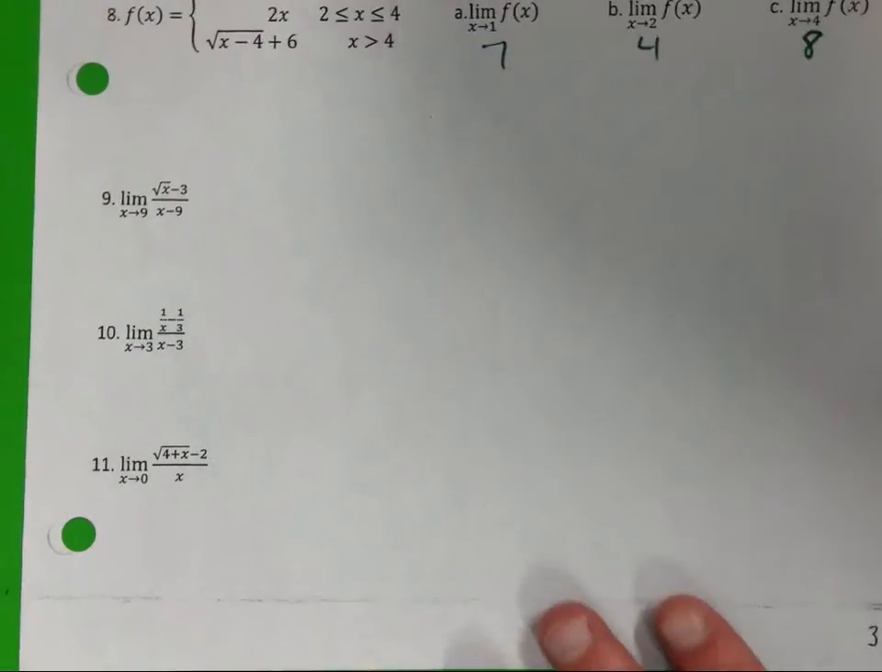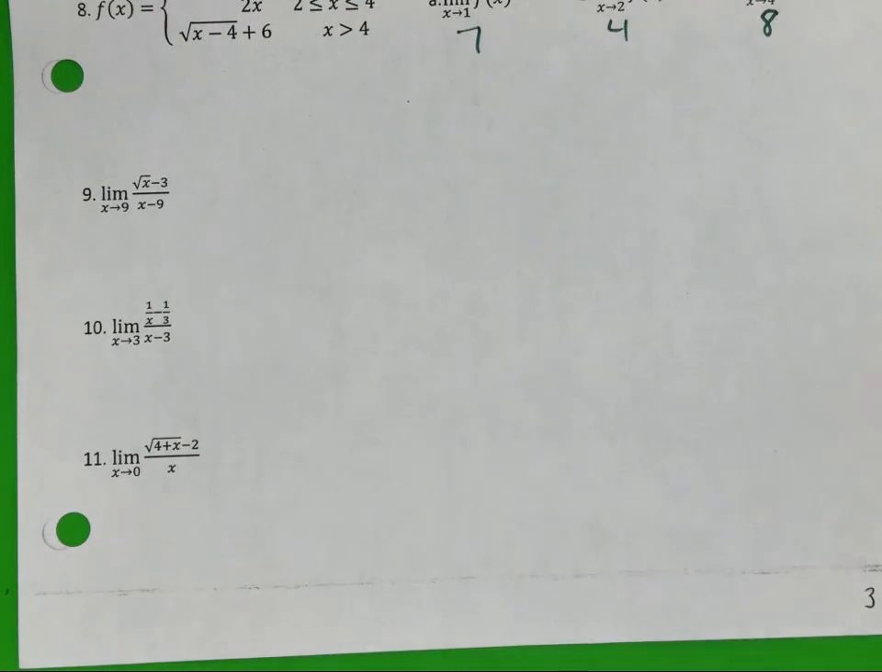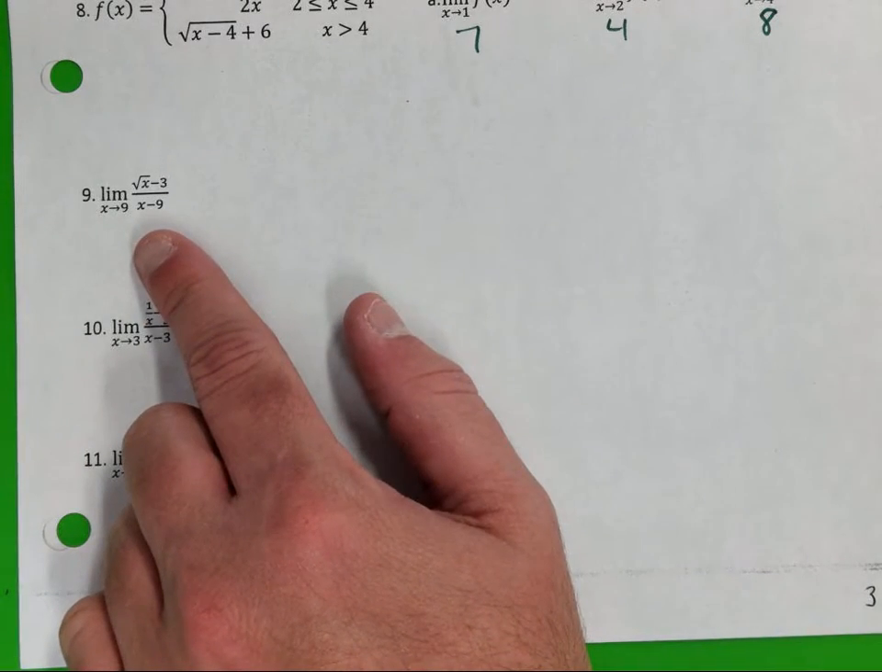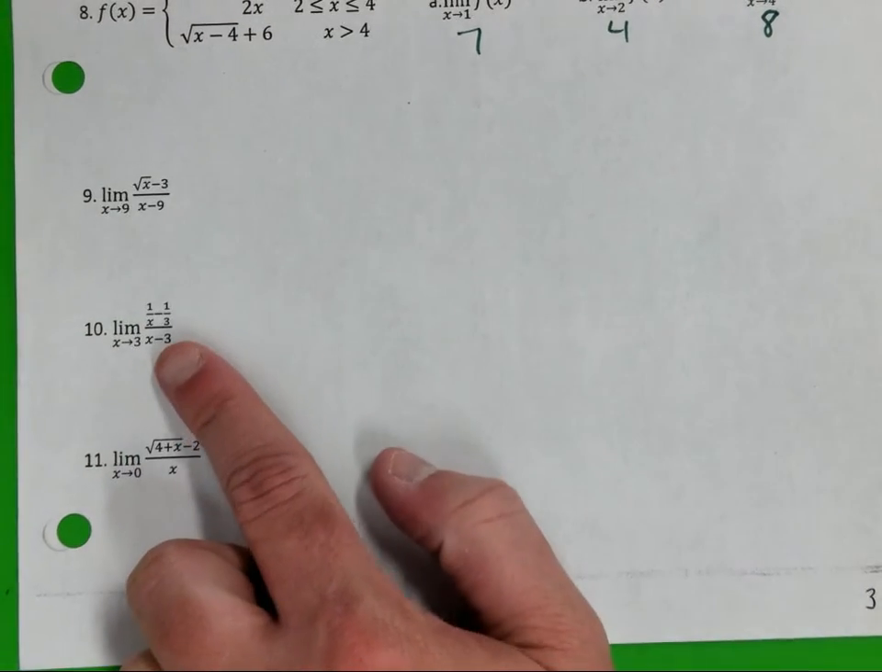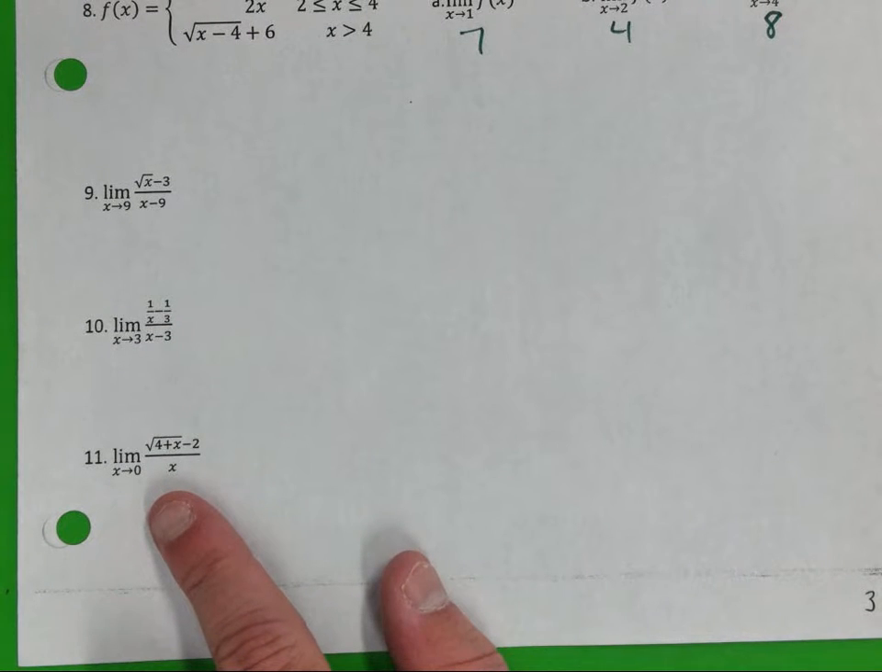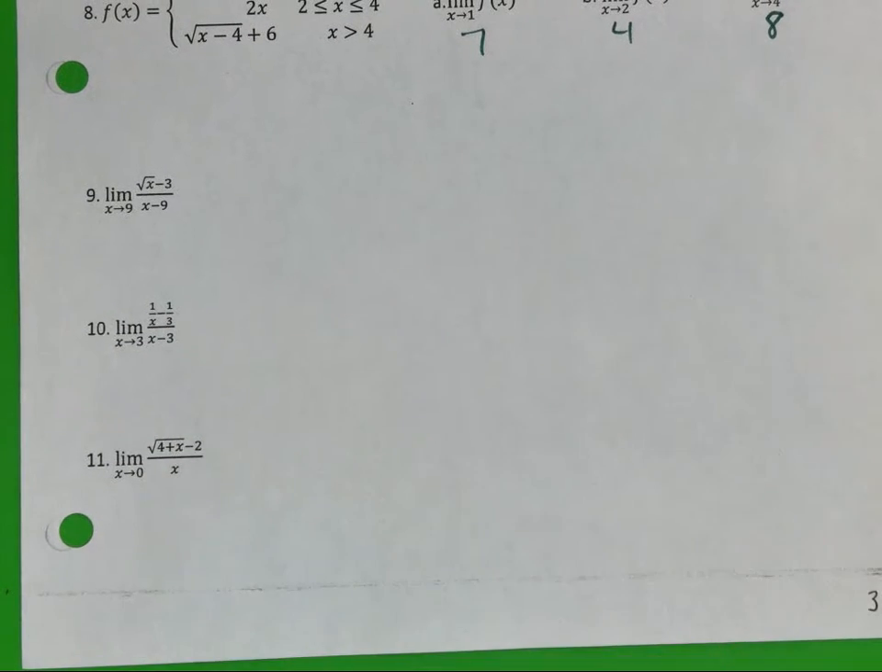Let's just review. When we had problems like this yesterday, like number 9, you have to rationalize the what? Numerator. Number 10, you had to find a what? Number 11, you had to do what? Very good.